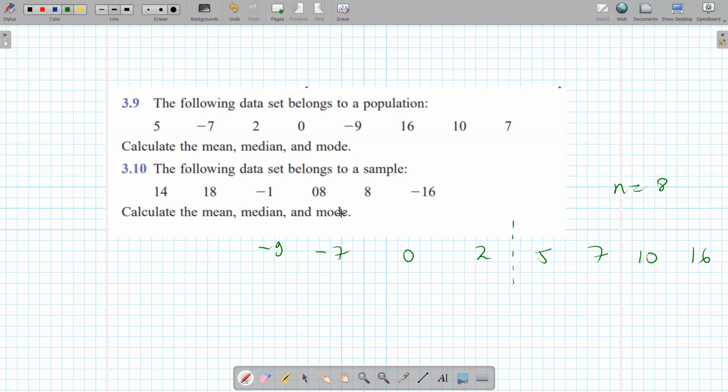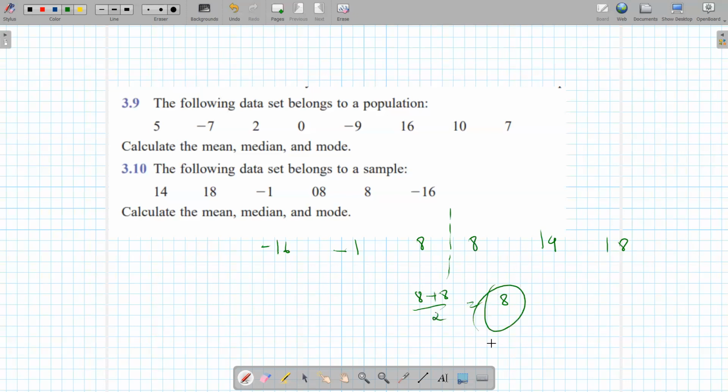3.10. Let's put that in an array. Which number comes first? -16, then -1, 0, 0, 8, 8, 14, 18. Cut it in half. What's your median? It's 8. Again, you just find the average between the two numbers: 16 over 2 gives you 8. What about the mode?